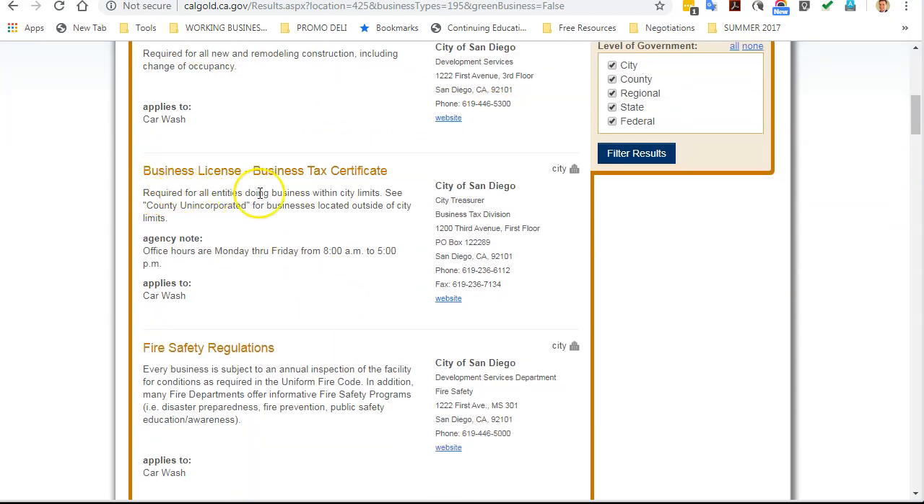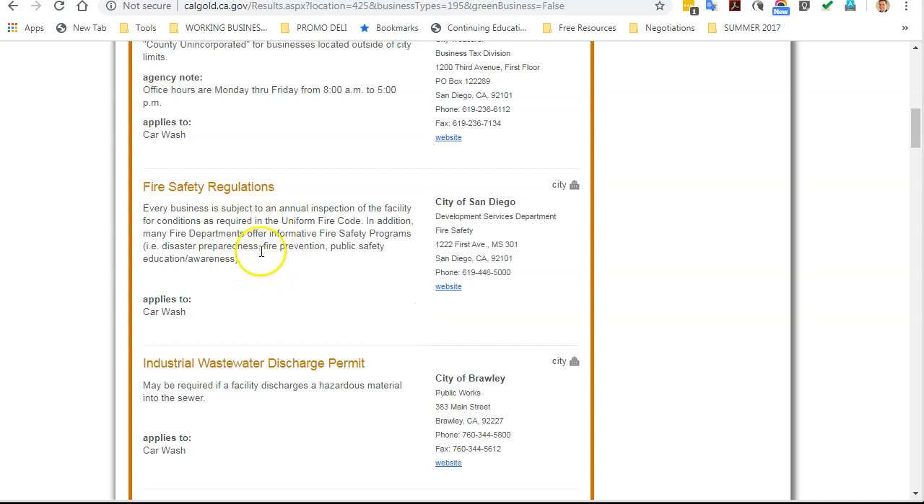Business license: you will probably need this, because you're going to be doing business within the city limits. So if you're going to do business there, yes, you will need that. Put that on your checklist. Fire safety regulations: every business is subject to an annual inspection. So if I'm going to have people on board, I probably need to have the City of San Diego do a fire inspection. So this is probably something I need to do, yes.